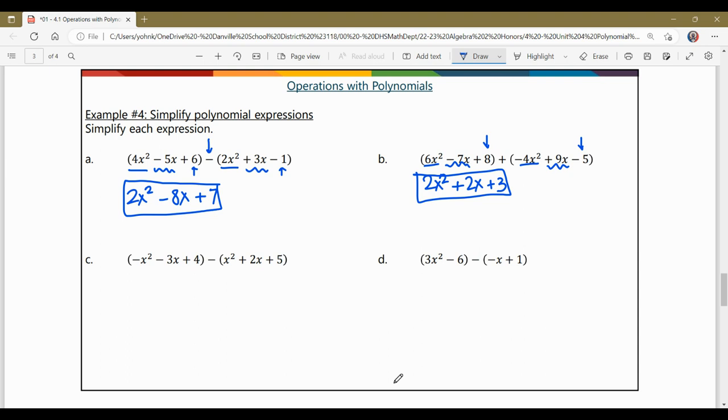All right, in letter C, pay attention to the subtraction. So I have negative x squared minus x squared. That's negative 2x squared. Then I have negative 3x minus 2x. That's negative 5x. And then I have 4 minus 5. That's negative 1.